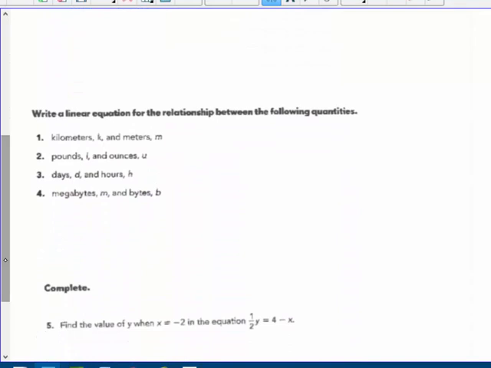Write a linear equation for the relationship between the following quantities. So you need to know something about some measurements, and a hint, m equals how many k? So you're trying to find the constant that's going to go in front of this k. U equals the constant. What's the relationship between ounces and pounds? What's the relationship between meters and kilometers, hours and day, and so on and so forth? That's a little hint for that. And number 5. So finish that on your own. Pause the video. Work on that.